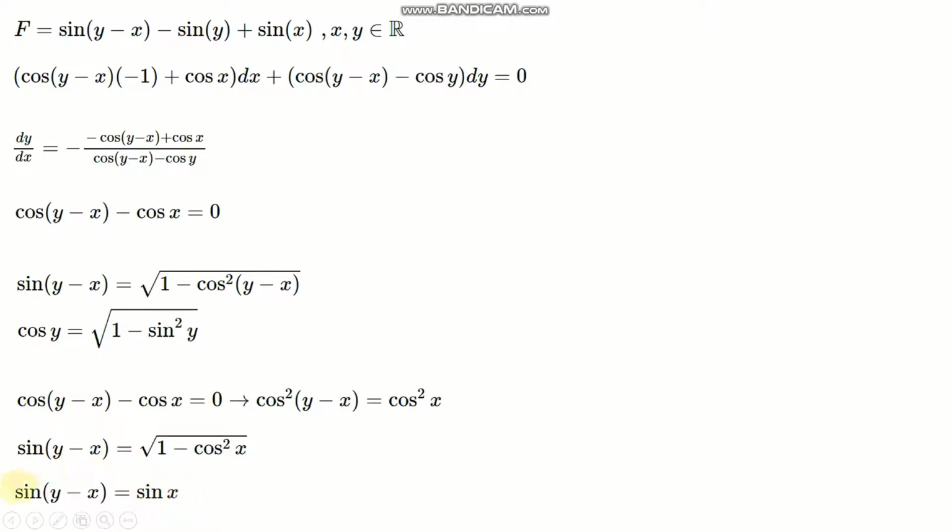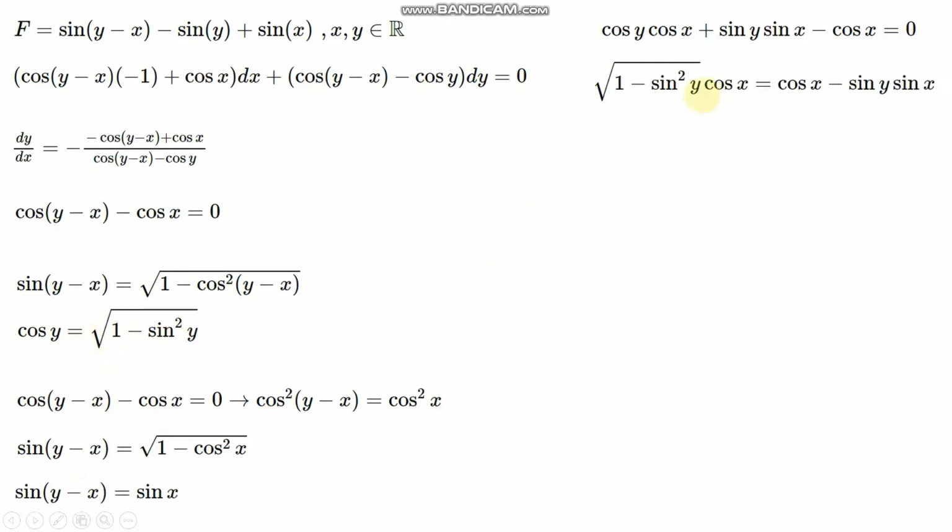Now, we already have one value that we can substitute into sin(y - x). The next step is to work out the value of sin y. cos(y - x) is the same as cos y cos x + sin y sin x, and we copy the cos(y - x) equals cos x. Substitute the value of cos y. We have the square root of 1 - sin²y times cos x, and we transfer the two terms to the other side. We square both sides, we have (1 - sin²y) cos²x equals cos²x - 2 cos x sin y sin x + sin²y sin²x.